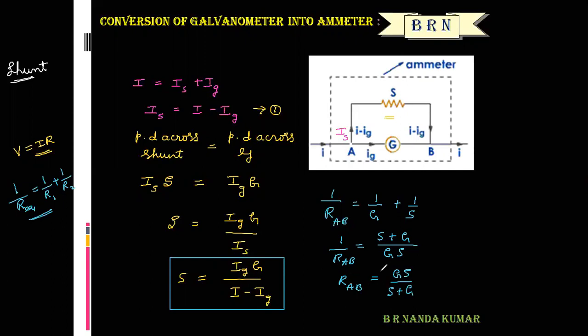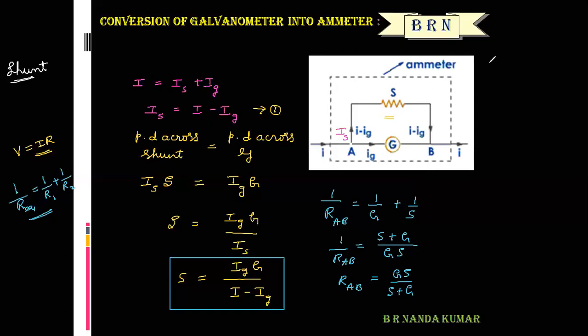Okay. So this is the effective resistance of the converted ammeter. How do you convert a galvanometer into an ammeter? By connecting a very small resistance, called a shunt, in parallel with the galvanometer. What is the meaning of ammeter? An ammeter is an instrument used to measure current flowing in a circuit. And the resistance of an ideal ammeter.